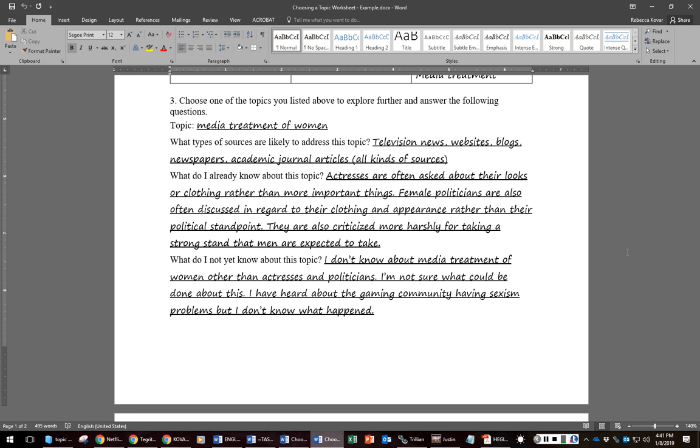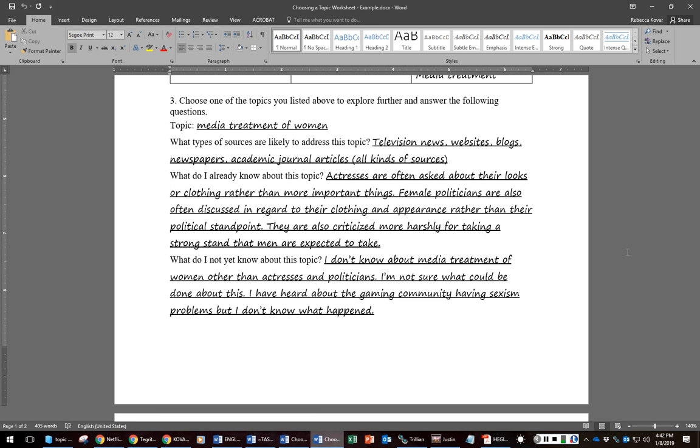So Buffy knows that actresses are often asked about their looks or their clothing instead of more important things. Female politicians are often discussed in regard to their clothing and appearance rather than their political standpoint, as well as criticized more harshly for taking a strong stand versus men. So those are some things she already knows. And notice this is a very short section. You might know a lot more, and you could do a brainstorm on that. But you want to have a starting place.